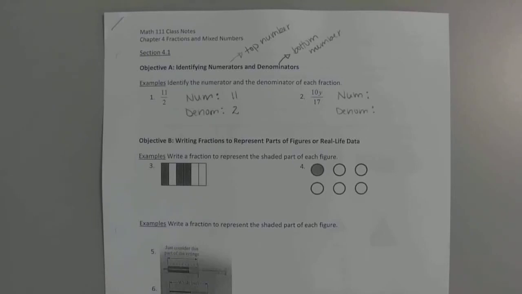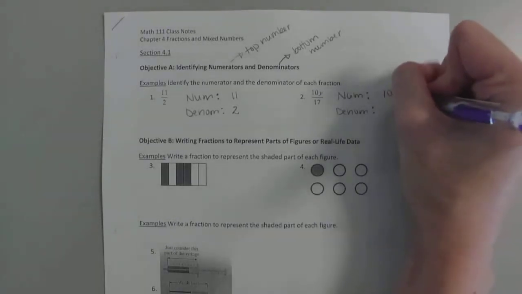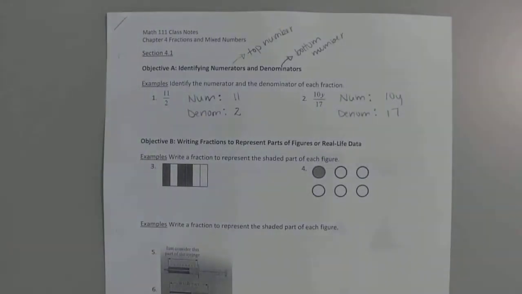So what's your numerator for number 2? 10y. And 10y, and it's all of it, okay? So if you have a lot going on, all of the upstairs is your numerator. And then 17 for the denominator. Not too bad, right? Okay, we're getting our feet wet, guys. We got our toes in the water right now. Let's see if we can get our whole foot in the water.